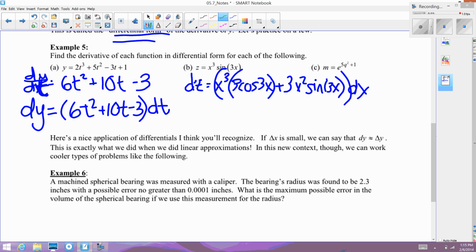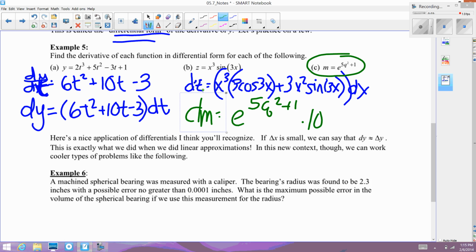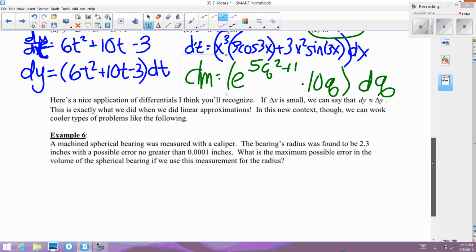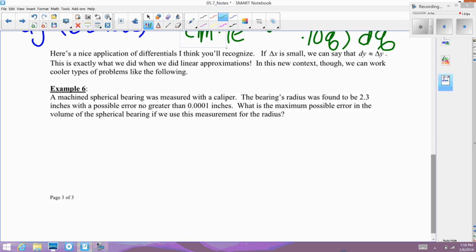The last part, again, we're going to take the derivative of this, but it's not too bad because it's an exponential. So we have dm equals e to the 5q squared plus 1 times the derivative of the top, which will be 10q, and it's that whole thing dq, because that was the variable. So just another way of writing this. So this is a reason why it might be useful, and it'll become really useful in our next section.